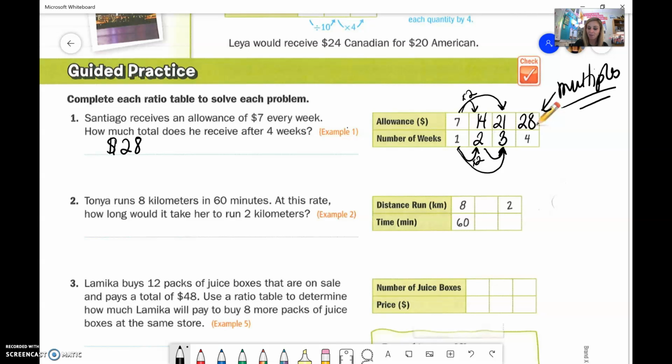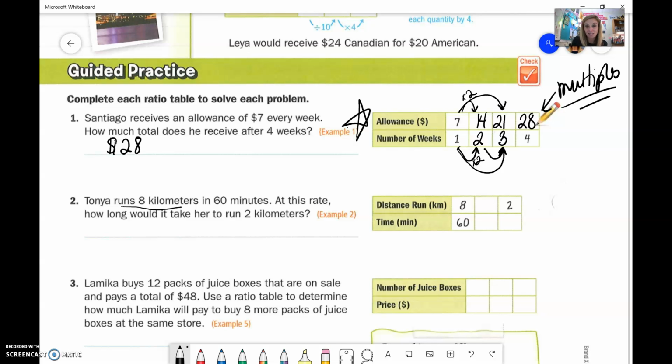Okay, and guys, you have to do these tables. This is why we're doing this, to create the tables. We're going to do this next one, and then I'm going to set you up for some more examples, but we're going to do this last one right here together. All right, Tanya runs 8 kilometers in 60 minutes. At this rate, how long would it take her to run 2 kilometers?